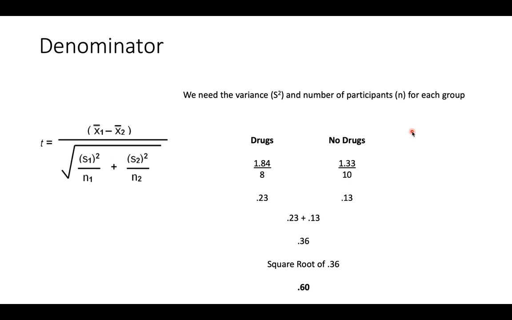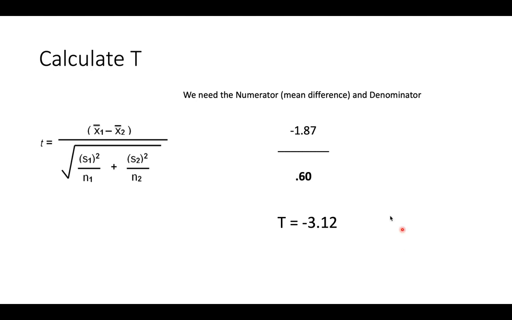We plug and chug with the variance of each sample divided by each sample N, add them together, take the square root. We end up with a denominator of 0.60. Then we take our mean difference of negative 1.87. Remember to carry this negative sign over. It's important. Divided by our denominator of 0.60 gives us a t-value of negative 3.12.